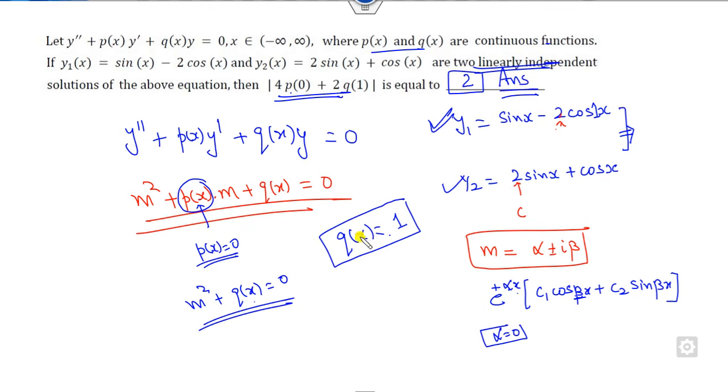So there is no need to solve the problem. You have to apply the tricks. What is the trick? You have to simply see that y1 and y2 are the solutions and they are of this form. Alpha must be 0. Alpha must be 0 means that is the real component, so p of x must be 0 here.